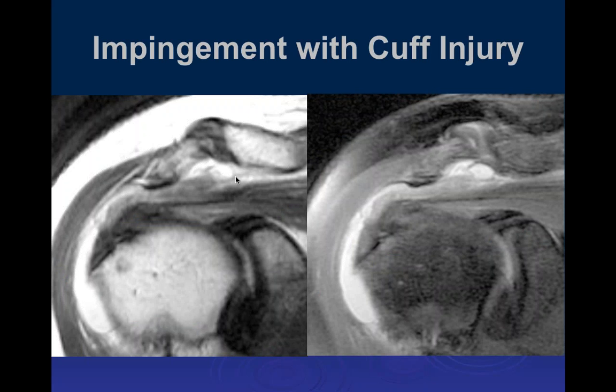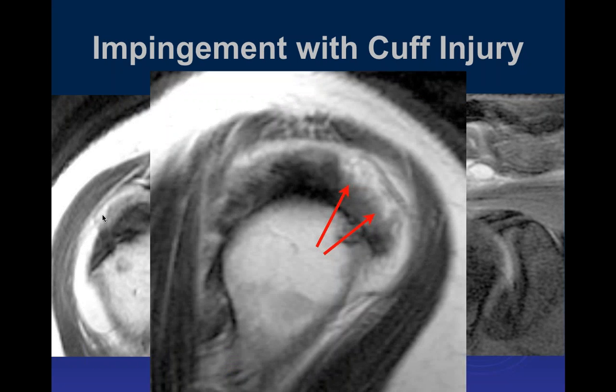And here we can see lateral downsloping of the acromion, some eburnation on these images, a lot of increased signal intensity and fraying of the superior surface of the supraspinatus tendon, and a lot of edema or fluid within the subacromial subdeltoid bursa. But notice the cuff is grossly intact. This is indicative of acromial impingement with bursitis and traumatic injury to the superior surface of the tendon.